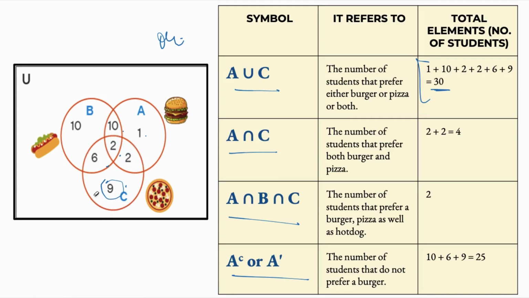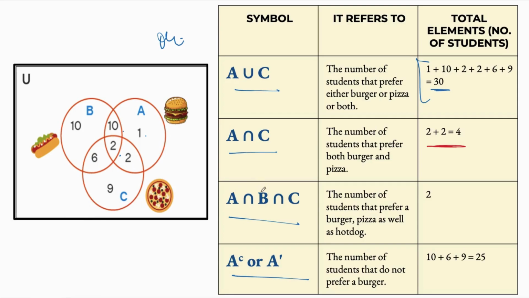Now I need to find A intersection C. What is the meaning of A intersection C? It means I need to figure out all the numbers which belong to both A and C. You can see that 2 here belongs to A itself and C itself, right? So it has to be 2 plus 2, that is 4. Similarly, I'm going to find out a number that belongs to all three: A, B and C.